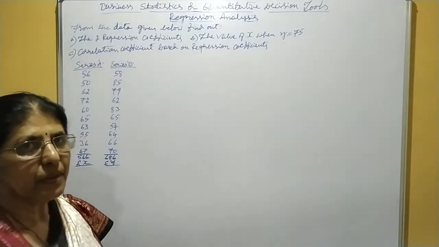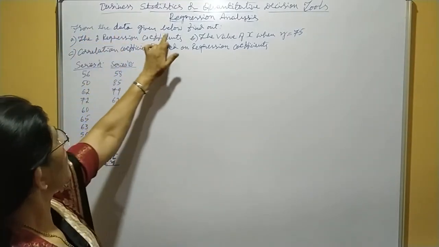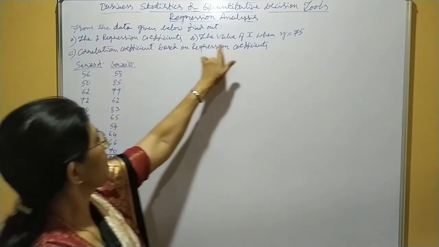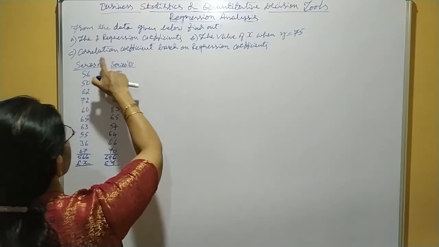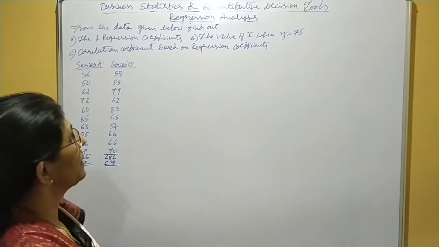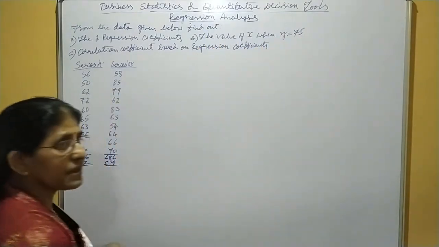Okay. Let us take this problem. See the problem. From the data given below, find out the two regression coefficients, the value of x when y equals 75, and third one, correlation coefficient based on regression coefficients. Here it is given, find out the value of x when y equals 75.